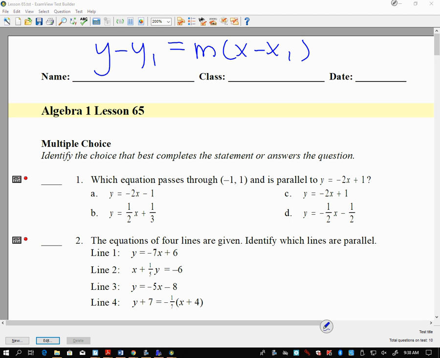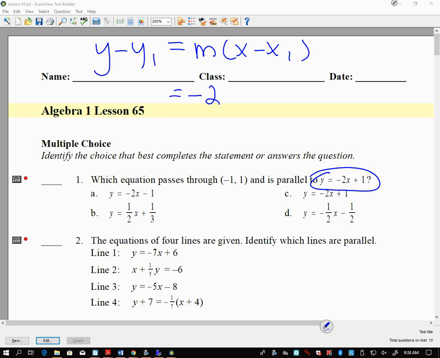Now, if I want an equation that's going to be parallel to y equals -2x plus 1, what do I want to use for my m in the equation I'm going to write? I want the slope from the equation that I'm comparing it to. What is the slope in that equation? -2. So where am I going to plug that into my point slope formula? Into the m. So I know that that's -2.